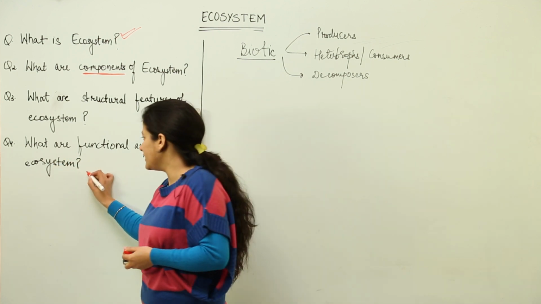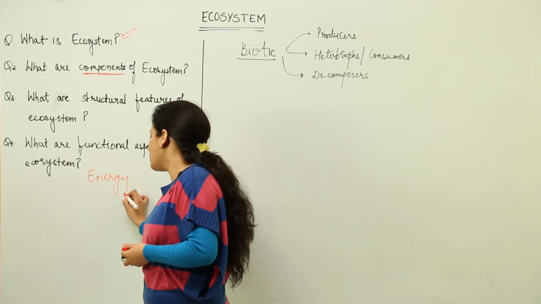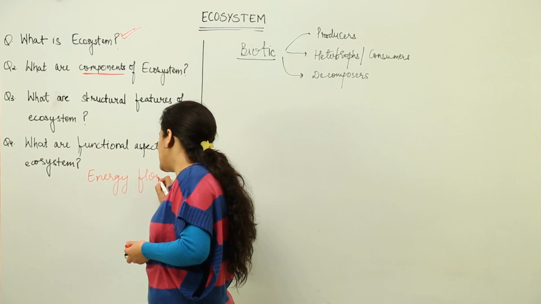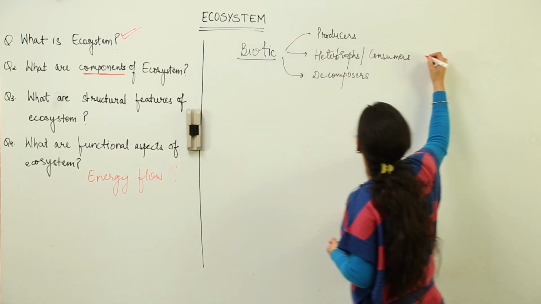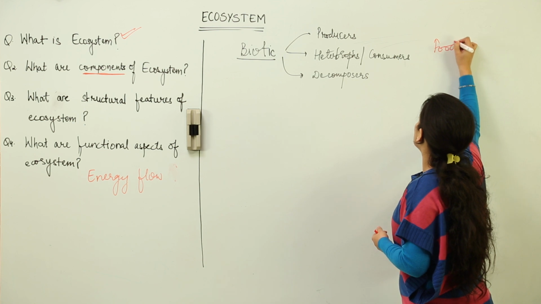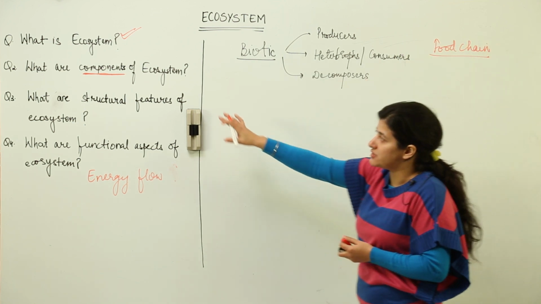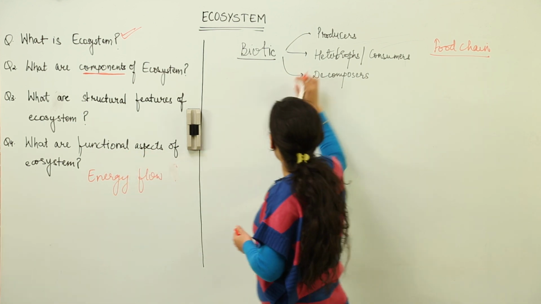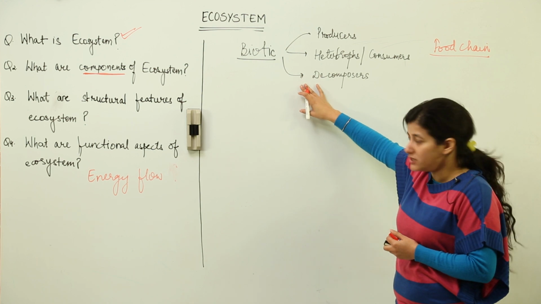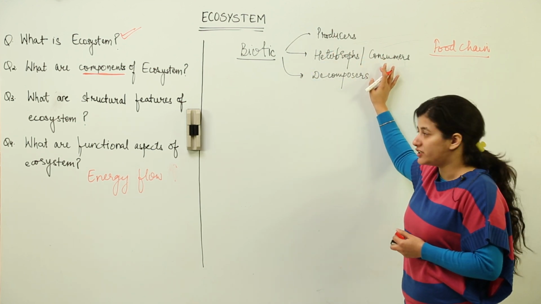So the first one that comes into our mind is energy flow. Now what is this energy flow taking place through? It is occurring by the food chain or the food web that happens in the ecosystem, one of the functional aspects of ecosystem. Now I have considered these components. These components are dependent certainly on the abiotic components for their sustenance.